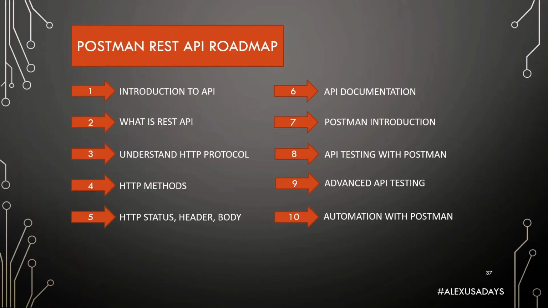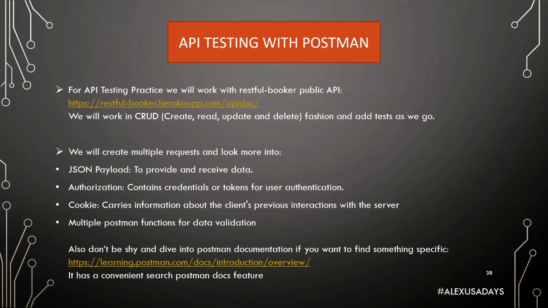So today we're in module number 8, and this is where we're going to get to the core of testing with Postman. For API testing practice, we will work with Restful-booker public API. So you can see the link, and I'm going to go there in a second. And we will work in CRUD fashion and add tests as we go.